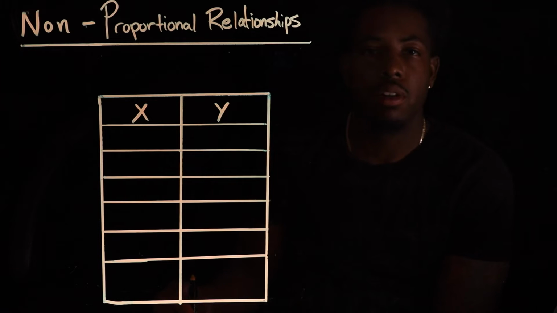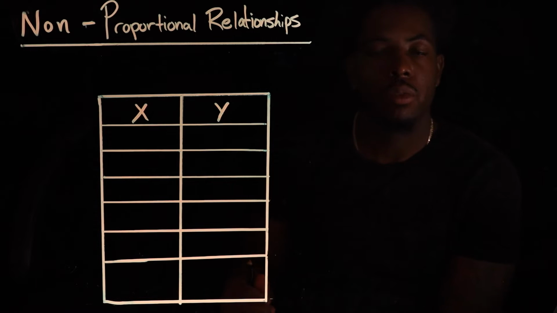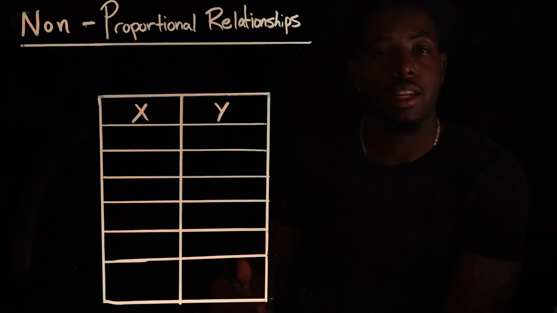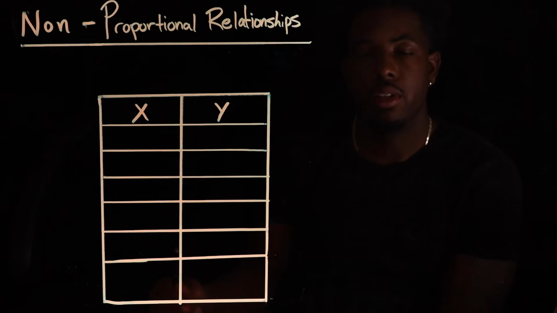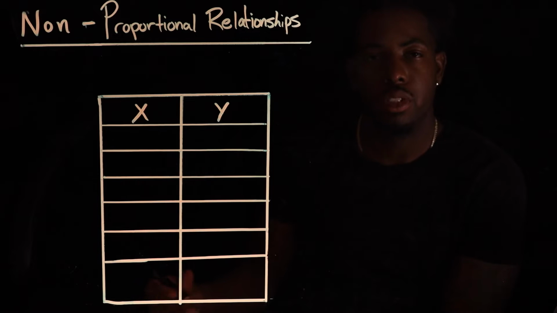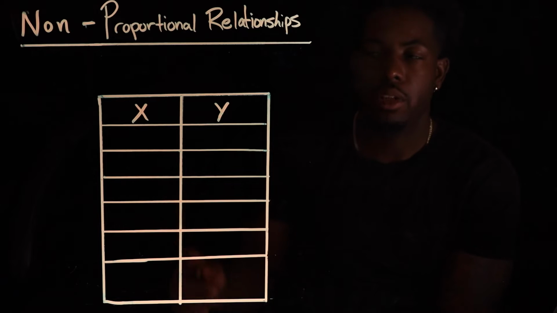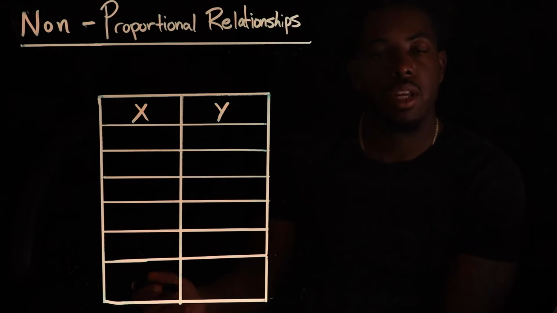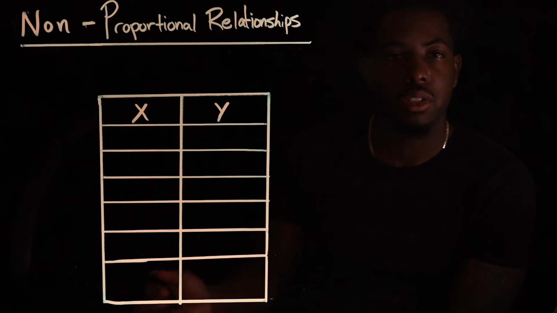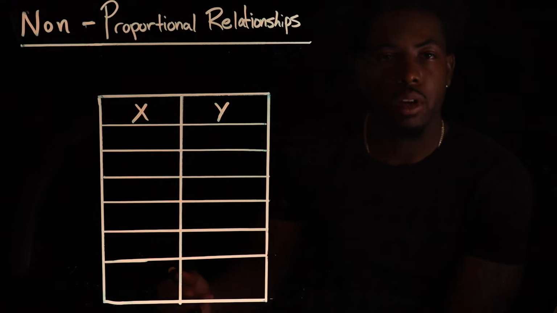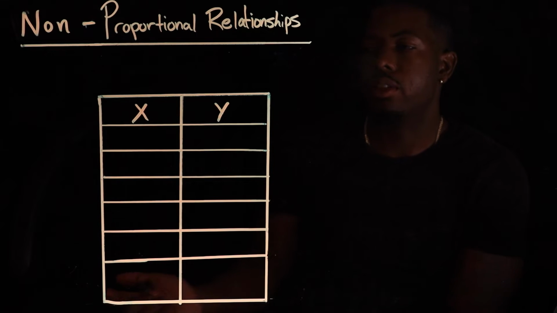If you recall, graphs represent non-proportional relationships if you have a straight line, but that line does not start at zero. An equation represents a non-proportional relationship if it's in the form of y equals mx plus b, where m is your slope and b is your y-intercept. So what about tables here? How do we know a table represents a non-proportional relationship? There's two more things we want to look out for. So let's go ahead and get started.